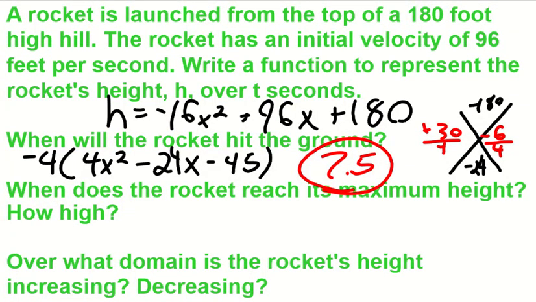Any questions on that one? Yeah, my bad for misdividing to start with. So when does the rocket reach the maximum height? We'll do that part first. So we're looking for when it reaches the maximum height. What you got to do there is your opposite of B over 2A. So go ahead and give that a try. Opposite of B over 2A.